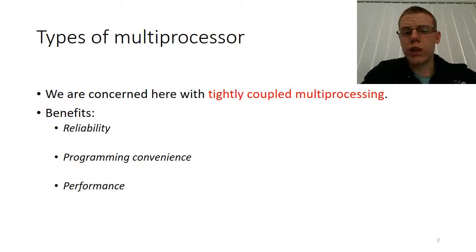So as I said, we're primarily concerned with tightly coupled multiprocessing, so the kind that I presented on the last slide. Some of the benefits that we can have through this particular regime are reliability through redundancy. So in this case, if a single node goes down, a single computing element fails, we don't have complete failure of the system, we just have a loss of efficiency, since the slack can be picked up by the other computing elements and the system can continue. So that's one advantage of having a multiprocessor system in this regime.